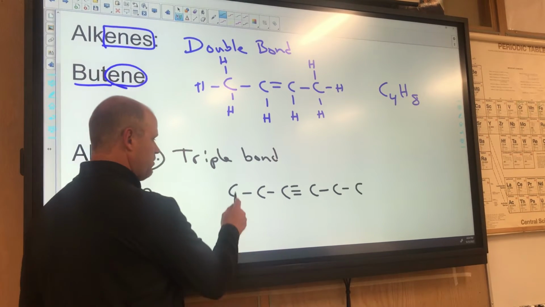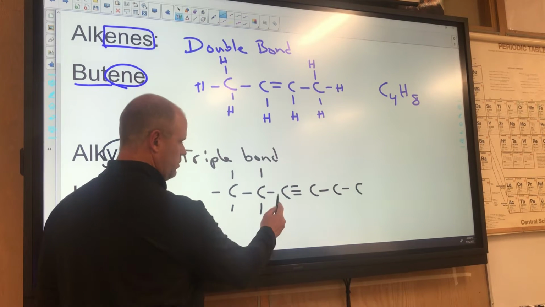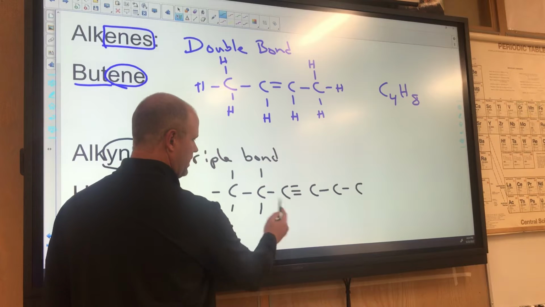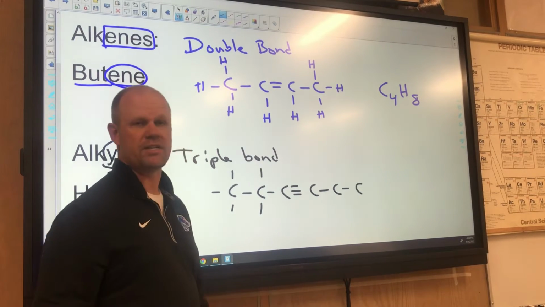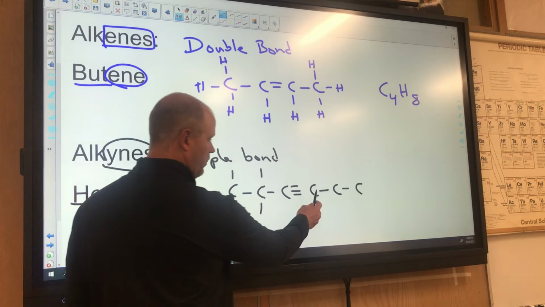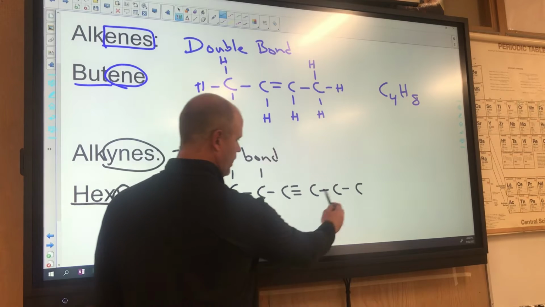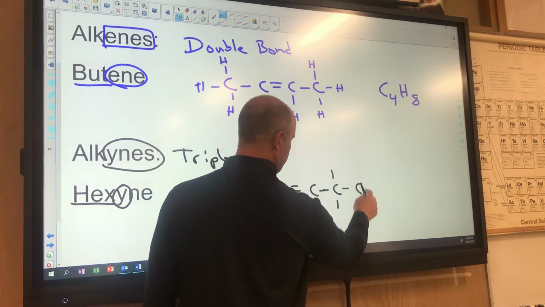And now we have to add in hydrogens. 1, 2, 3, 4, 5. Now this one, 1, 2, 3, 4. It's only got 4. It's got 4 bonds on already. It doesn't have any space for hydrogens. So we just leave that one alone. It's just carbon. Same over here. 1, 2, 3, 4. There's nowhere to put an extra hydrogen. Over here, we've got room for 2 more. And over here, we've got room for 3 more.